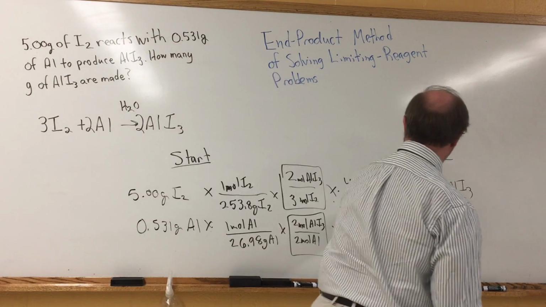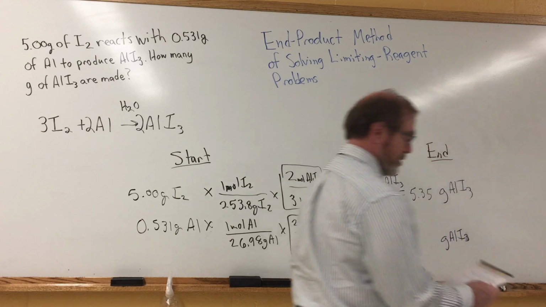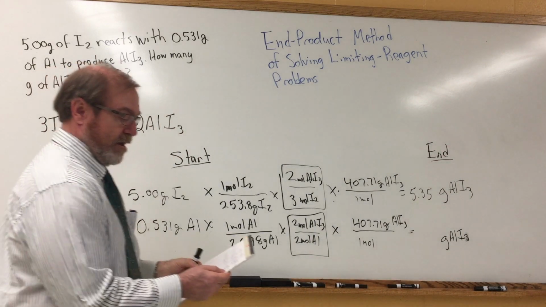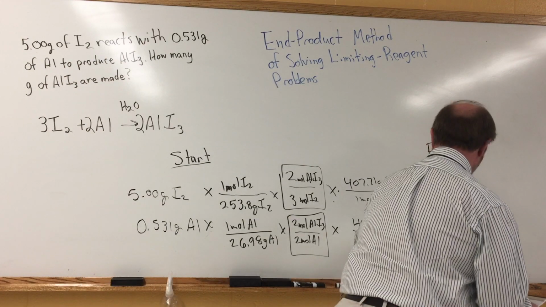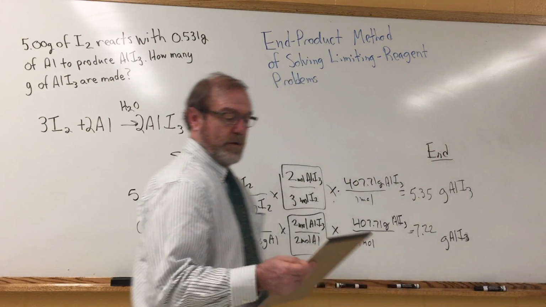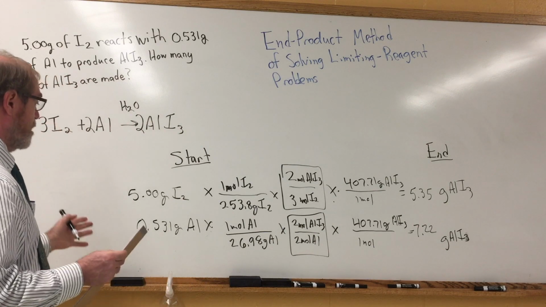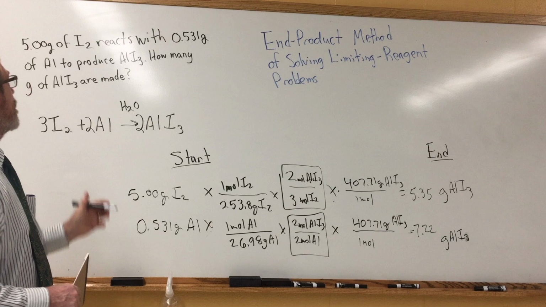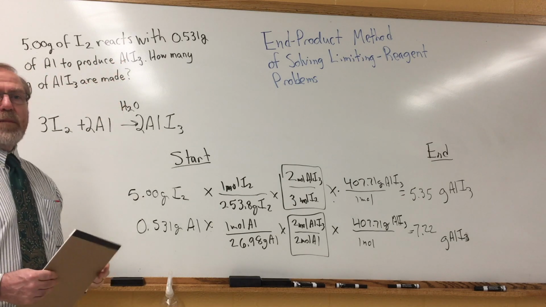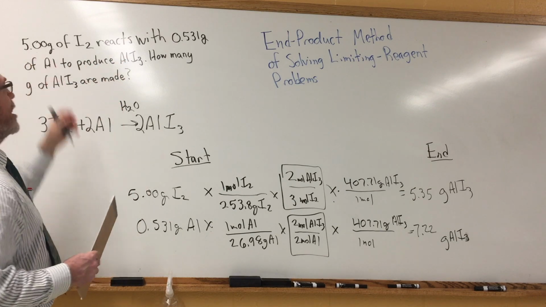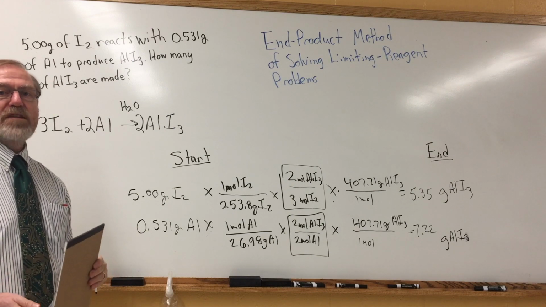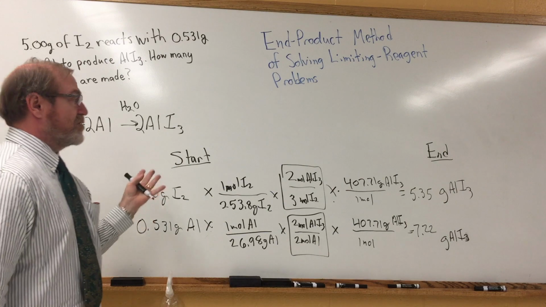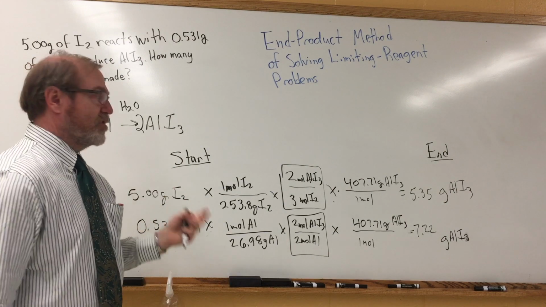And that's going to be 5.35 grams of aluminum iodide in the case of starting with 5 grams of iodine. Or it's going to be 7.22 grams of aluminum iodide when we start with 0.531 grams of aluminum. Do you notice that if you would just look at the initial amounts, you might have thought, well, there's so much iodine, there's almost 10 times more mass. That's got to be our limiting reagent. Well, that's not true. It has to do with the mole ratios, which is one of the things that's going to change it.